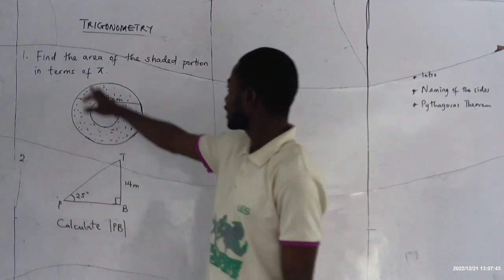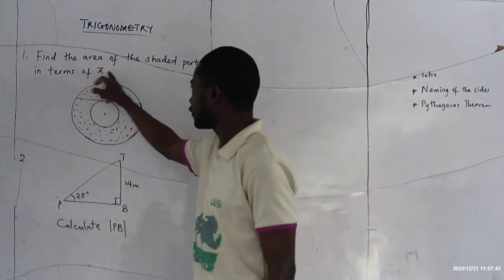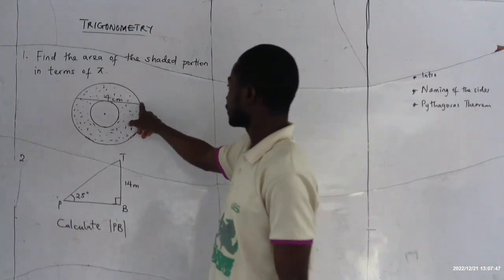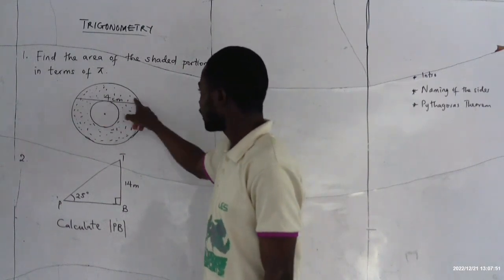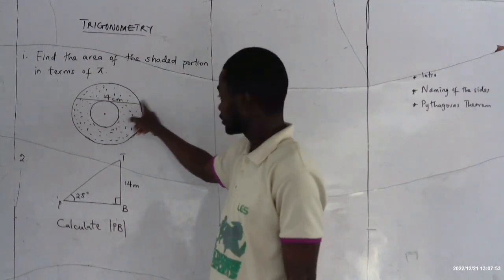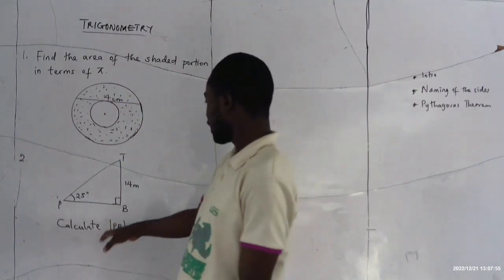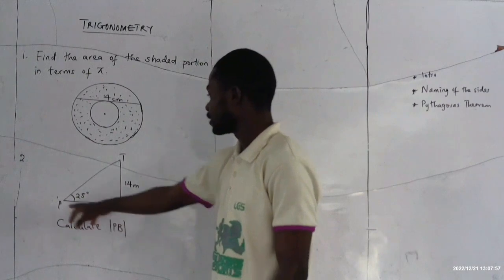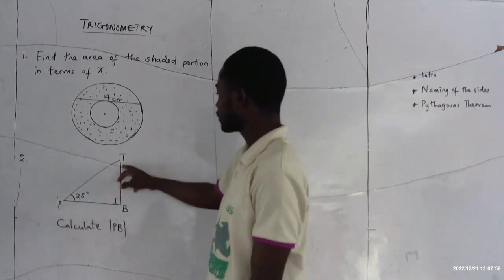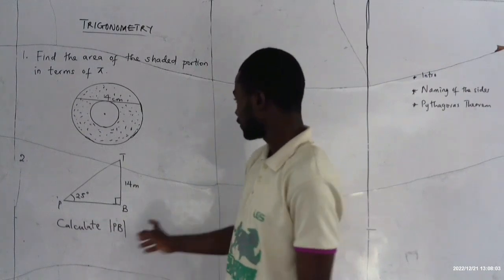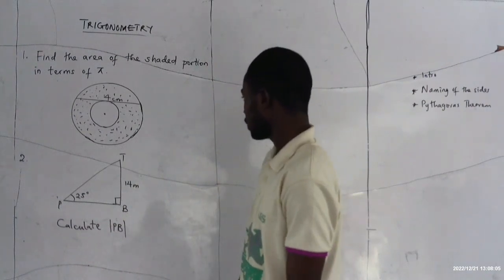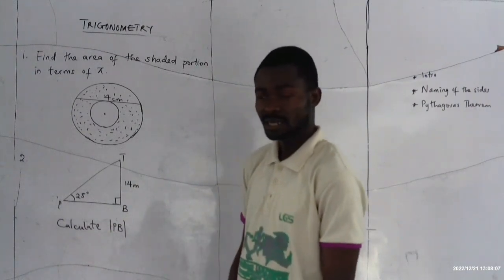I will leave you with these two questions for you to try if you really understood the topic. Find the area of the shaded portion in terms of pi. Now this is tangent to the smaller circle, and the length of that tangent is 4 centimeters. And also here, calculate the side PB in this triangle PBT. So those are the previous two things that I've taught you. And then we'll now move to sine and cosine.